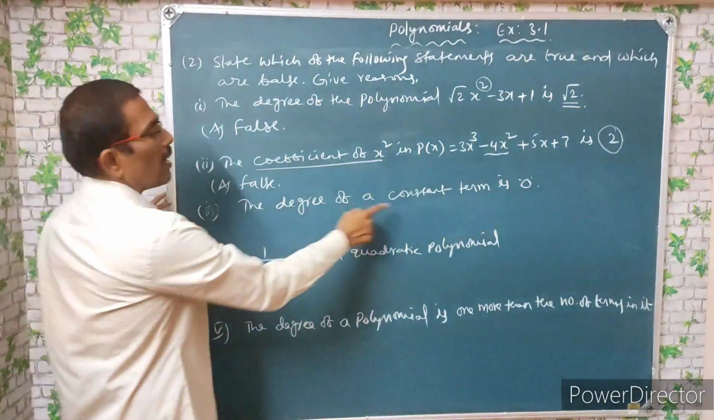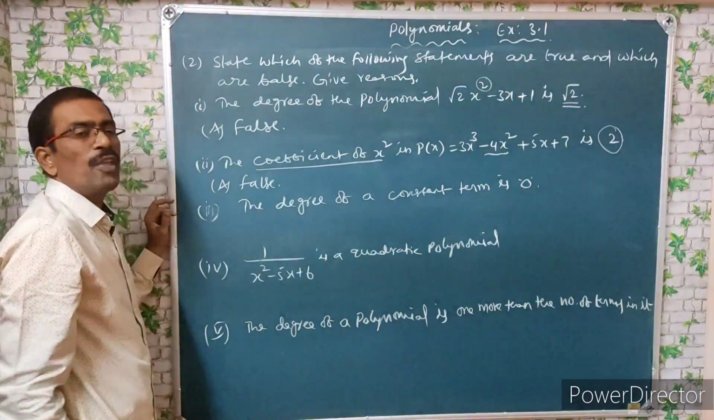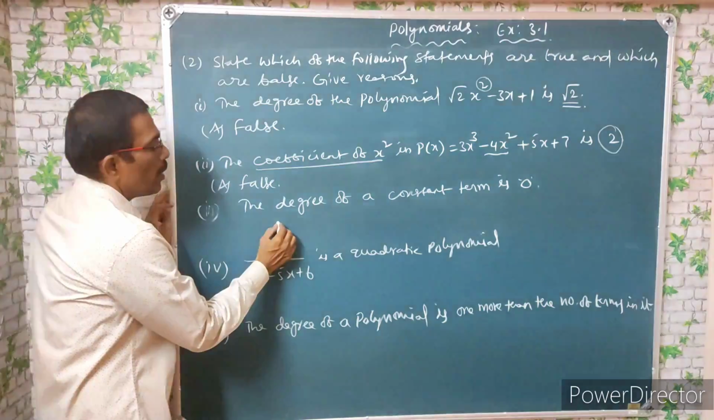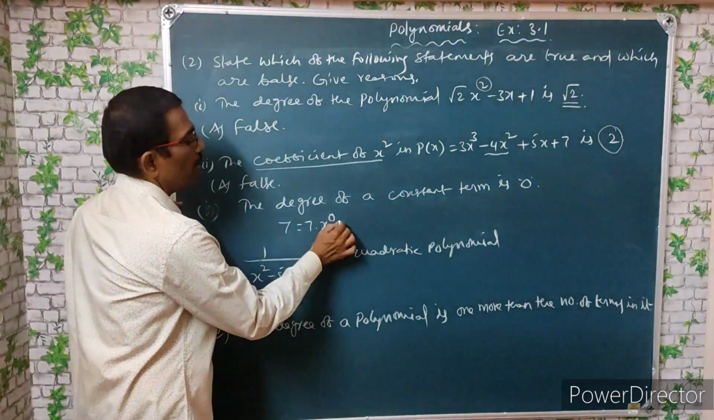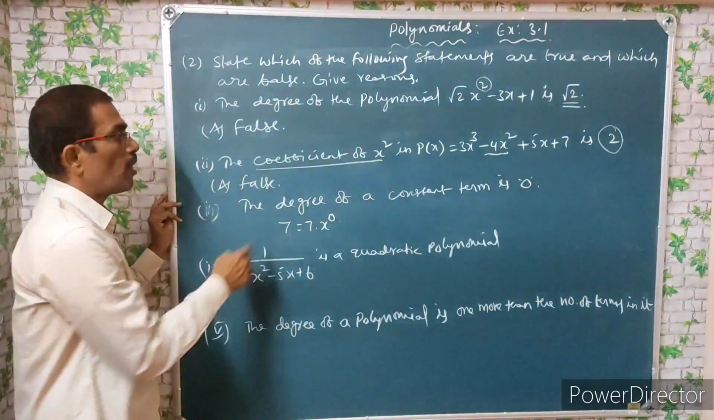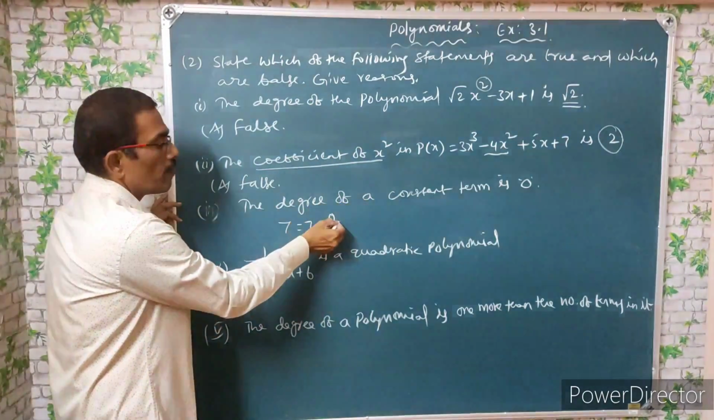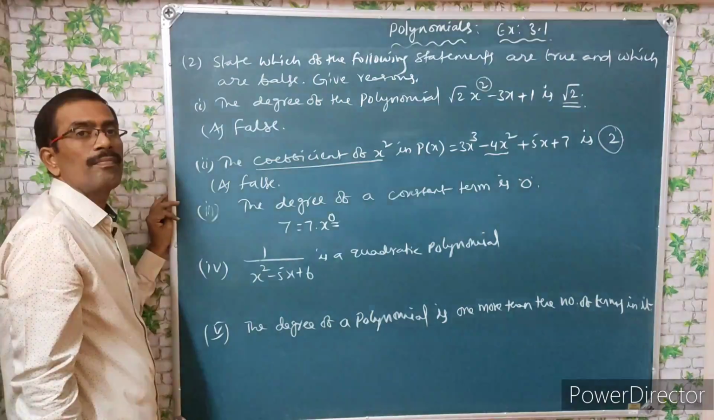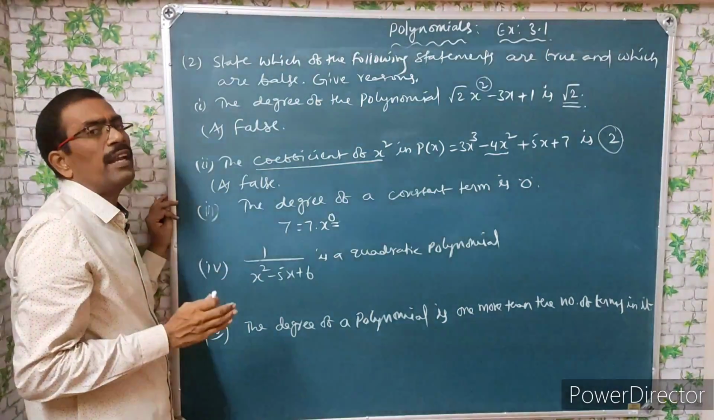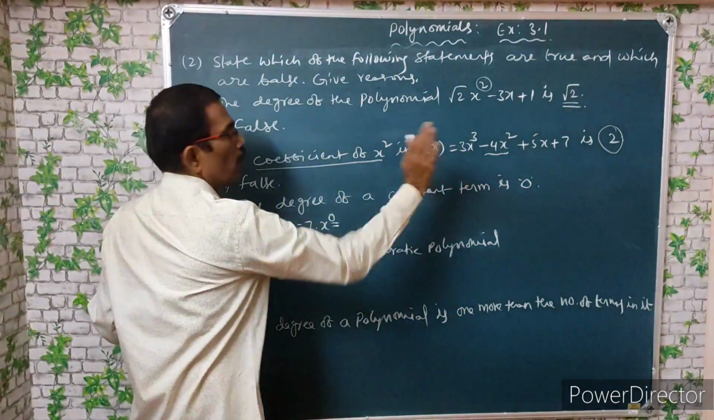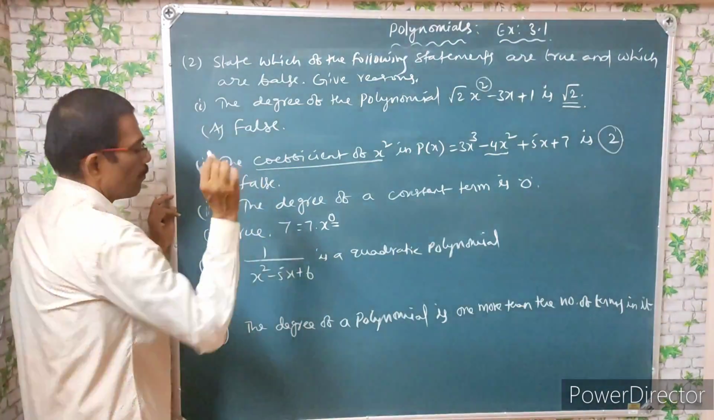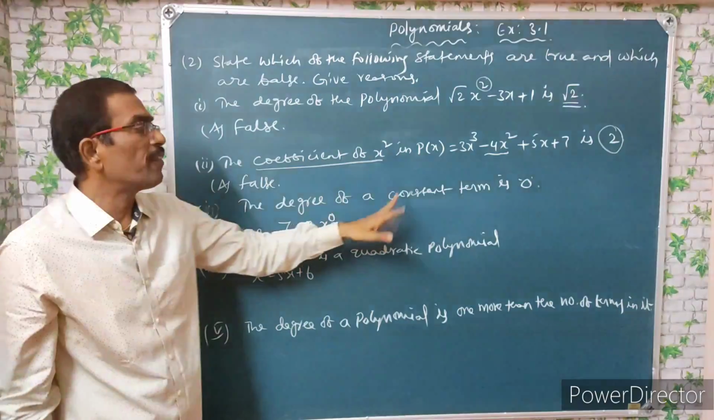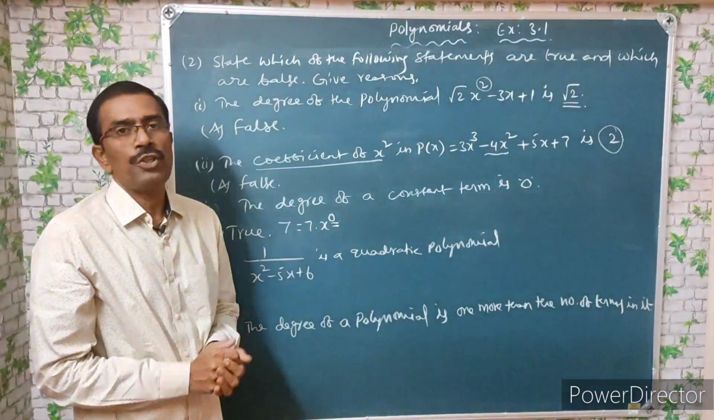Next, the degree of the constant term is 0. Just now I told you, you take any constant term, 7. 7 can be written as 7 into x power 0. So what is the degree of this constant term? 0. So any constant degree is 0. So it is absolutely true. So the answer is true. The degree of any constant term is 0.